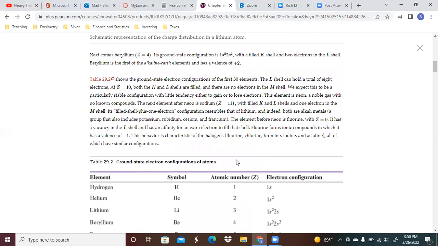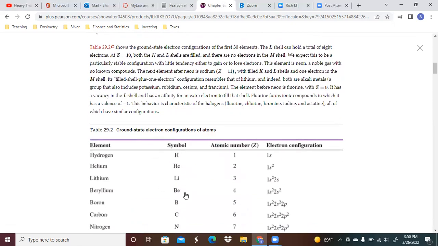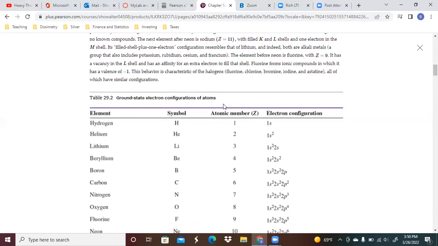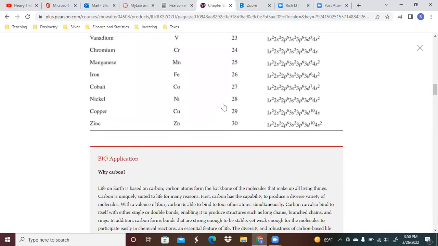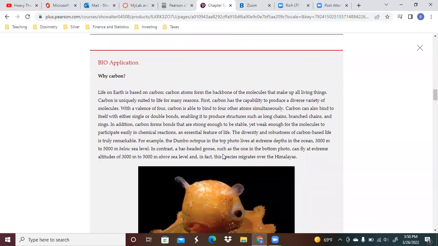Next comes beryllium. You can see its ground state configuration with a filled K shell and 2 electrons in the L shell. And then so on and so forth. And you can see here in this particular chart how the electron configuration starts to build up. You can see by the time you get down to zinc, you've got quite a bit going on.